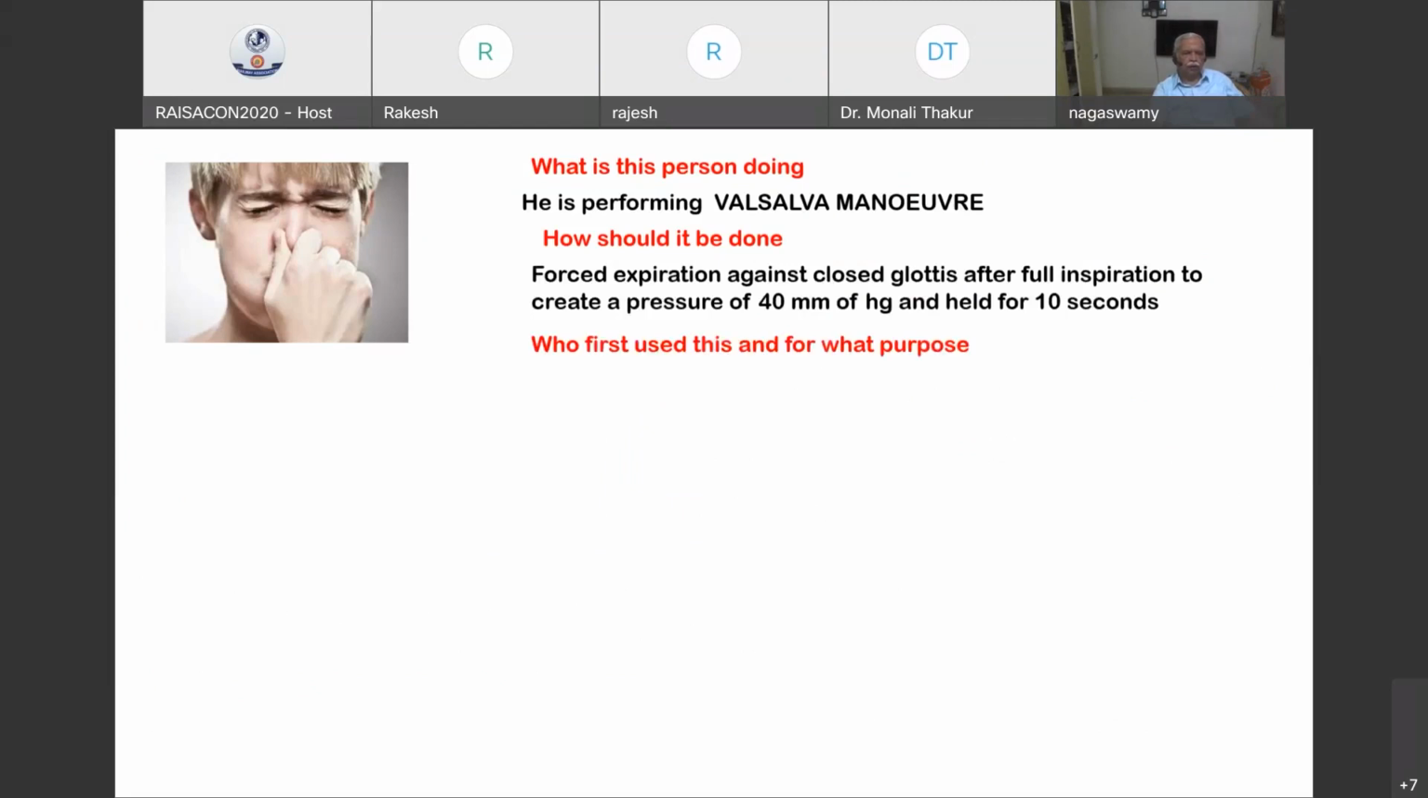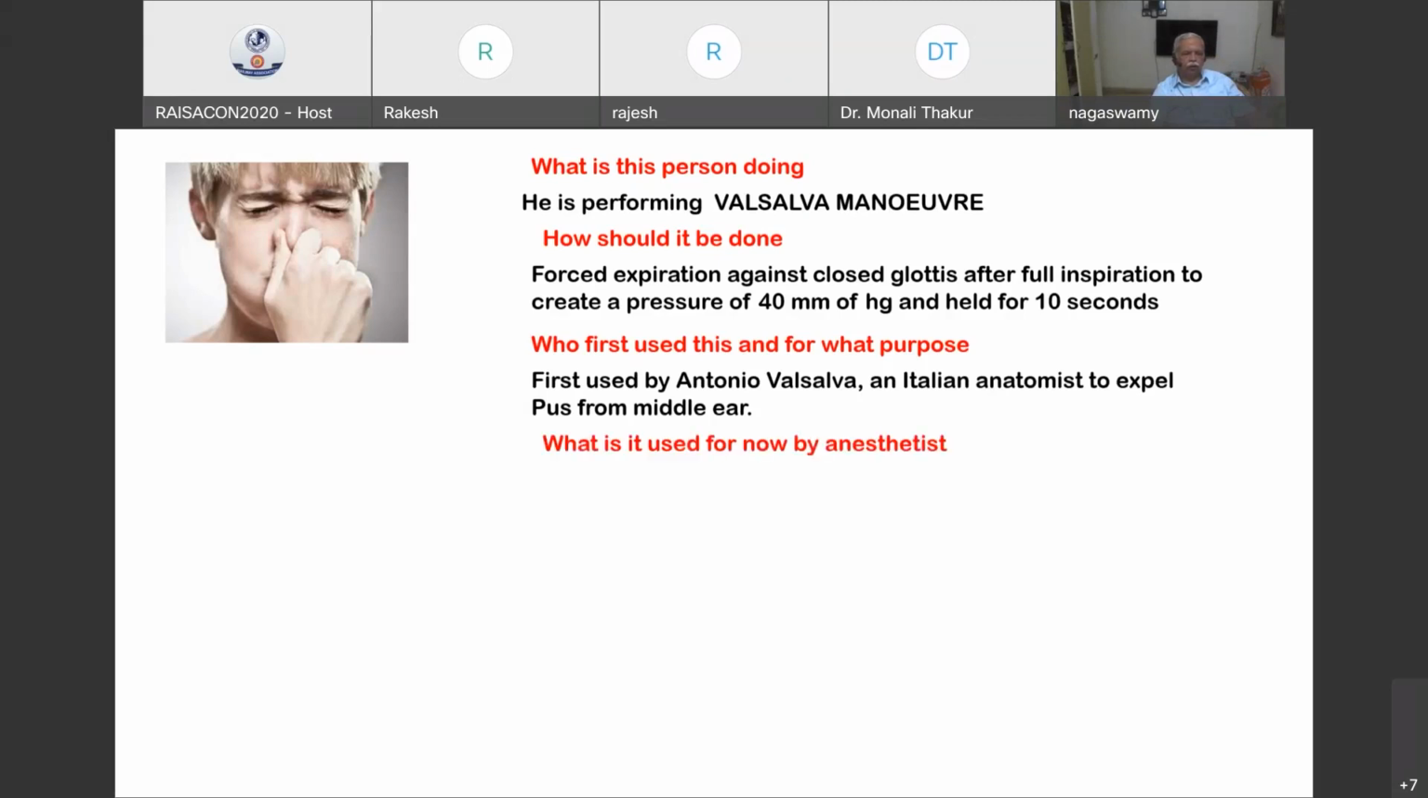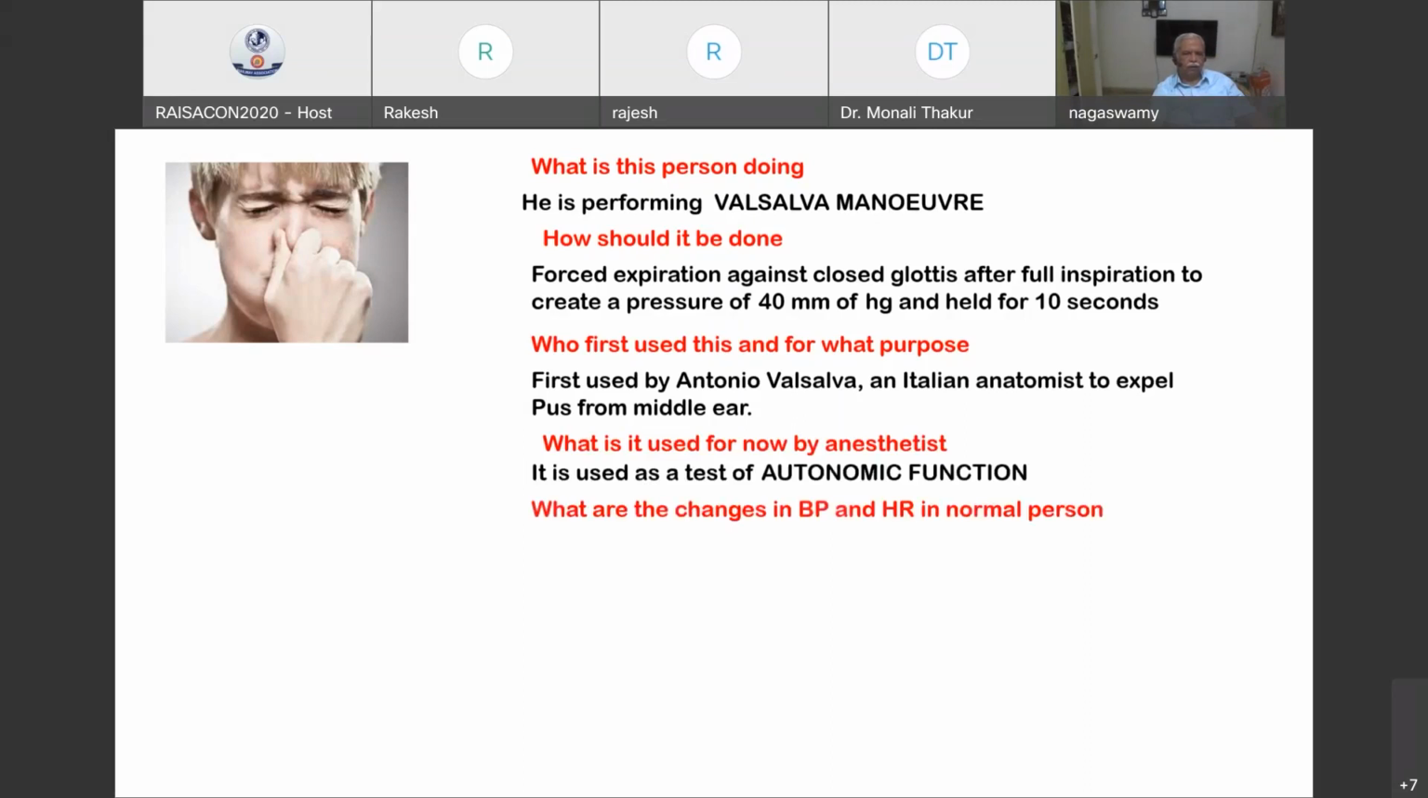And who used this and for what purpose? Why is it called the Valsalva maneuver? It was first used by Antonio Valsalva, an Italian anatomist, to expel pus from the middle ear. So by doing this, he forced pressure through the eustachian tube, and whatever middle ear pus was there was able to come out. And now what do we use it for? For autonomic nervous system. Fantastic. It is used to test autonomic nervous system function.